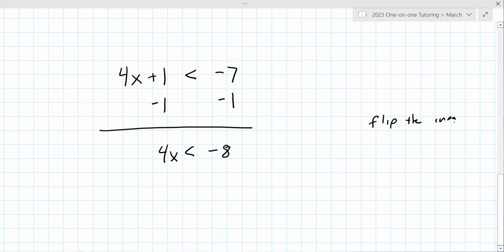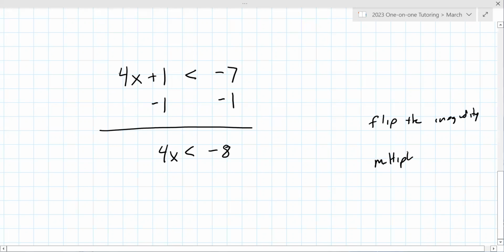Now, when do we flip the inequality? Do you remember that from last time or from class? Under what situation do you flip it, switch it? I don't really remember, I'm going to be honest. I remember doing it, but I need a refresher on it. Multiply or divide by a negative.